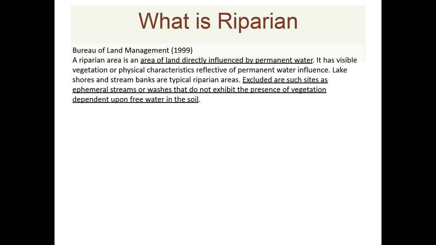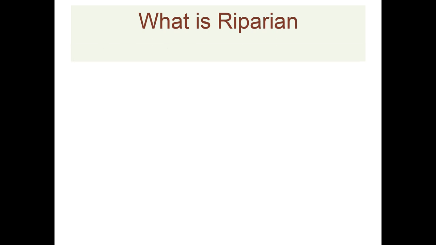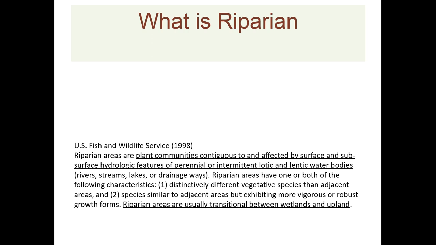We will discuss stream flow classification in our next lecture. For now, you will note that riparian and wetland definitions are tied to a regular presence of water. The U.S. Fish and Wildlife Service says riparian areas are plant communities next to water bodies, and they are usually transitional between wetlands and uplands.